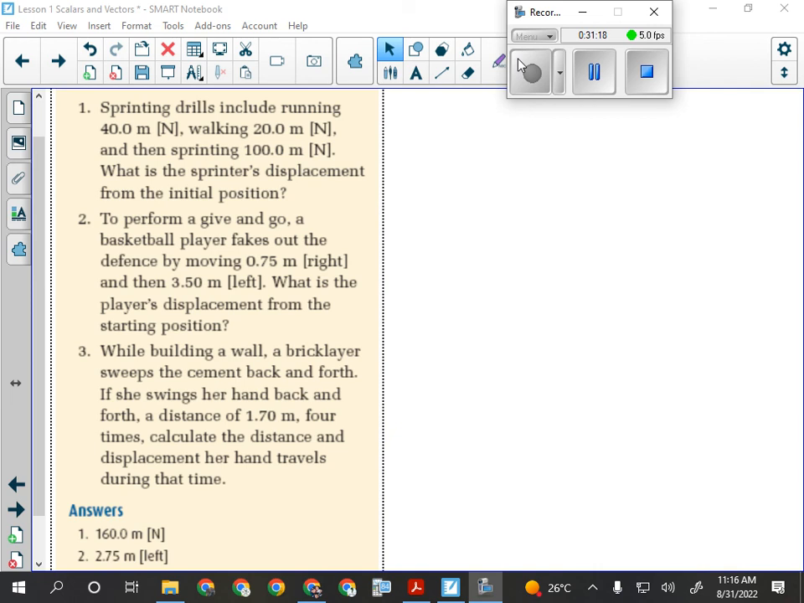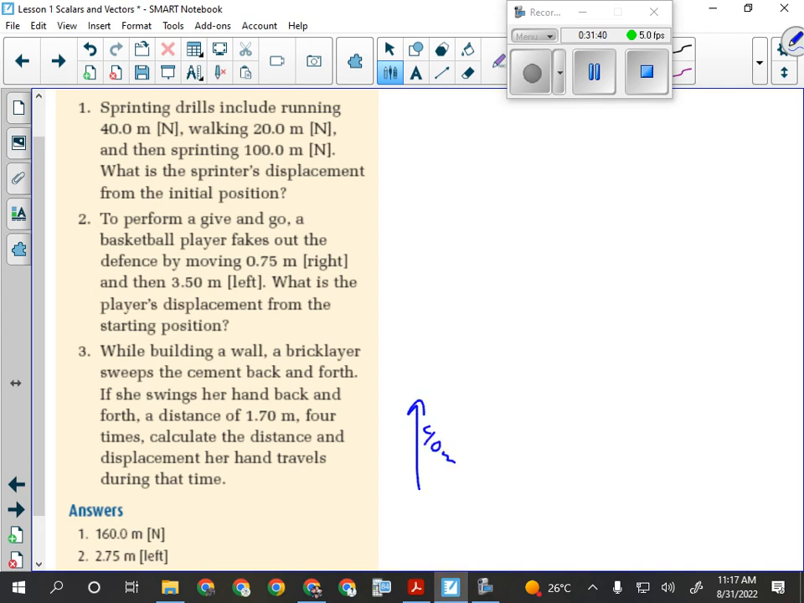Okay, let's have a look at these first two here. So the first one's pretty straightforward because all the directions are north. They're all the same. So it's a straight line. The displacement's going to be 40 plus 20 plus 100, so it's 160 meters north. If we were going to represent that visually, we would have 40 meters, 20 meters, 100 meters. That's what their trip looks like. Still ends up being 160 meters north. Now we're all right with that.